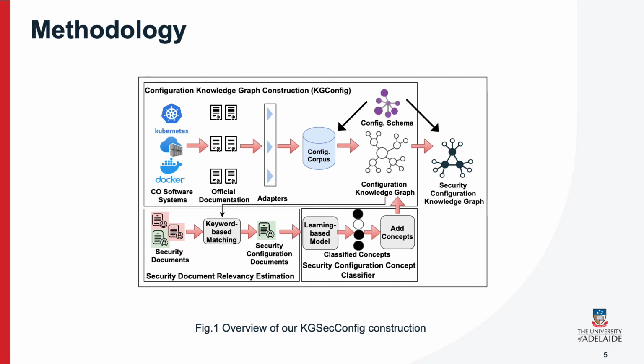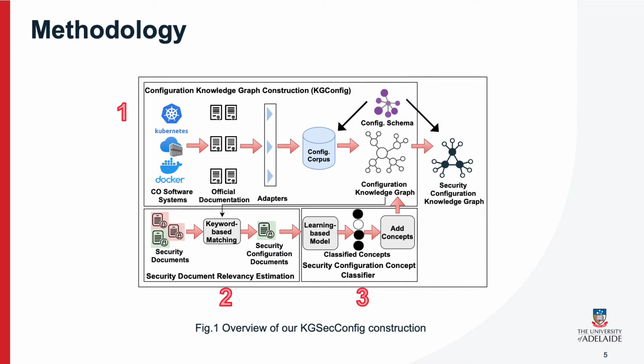This is the approach that we followed for KGSecConfig construction. There are 3 modules: configuration knowledge graph construction, security document relevancy estimation, and lastly, security configuration concept classifier. In the first module, various software systems that can be used in orchestration are considered and their configuration space is extracted from documentation. We formulated a configuration knowledge graph using a predefined configuration schema and this configuration space. This will also support module 2.